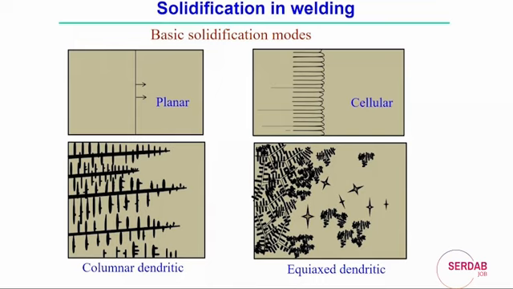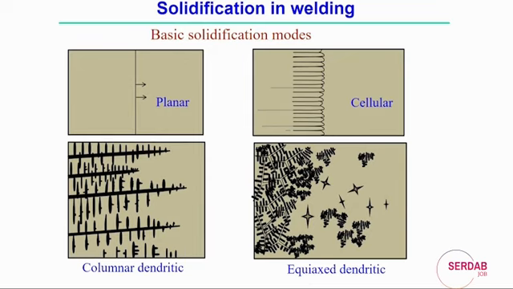Cellular mode is where there is a breaking of the planar front, making a structure that looks like cells. This is the cellular type of solidification mode. The third is the columnar dendritic structure. The growth is columnar in one direction, but dendrites form, with primary dendritic arms and secondary dendritic arms. This is the typical columnar dendritic solidification mode.